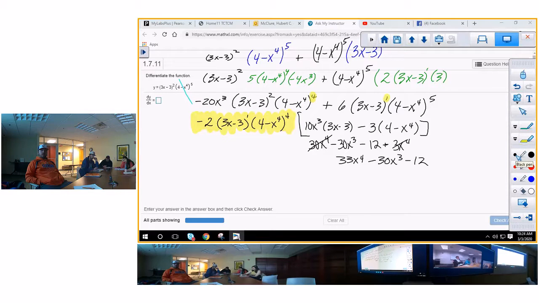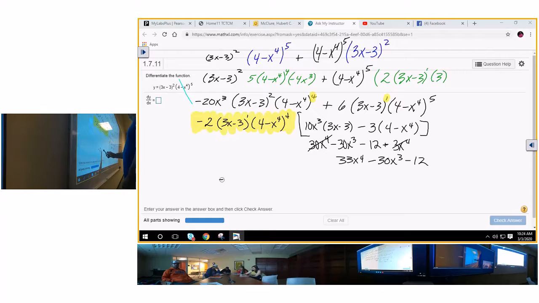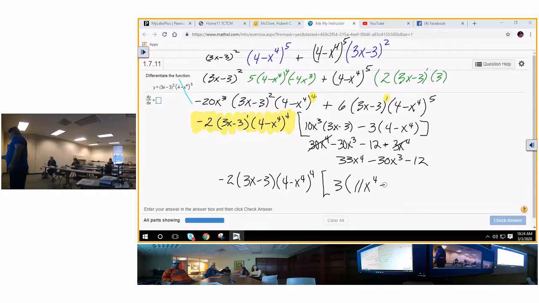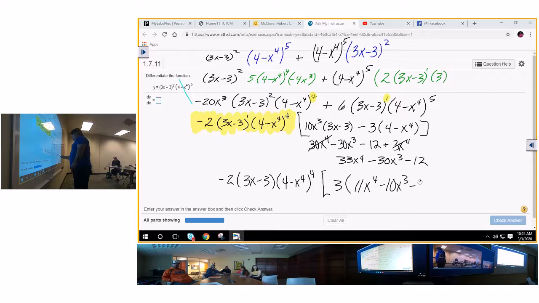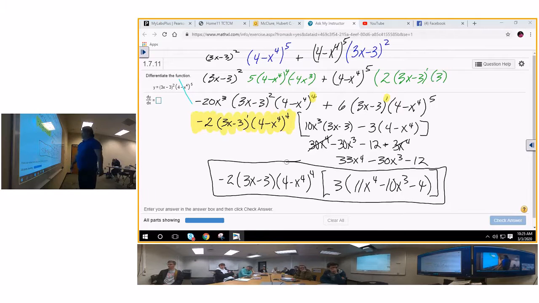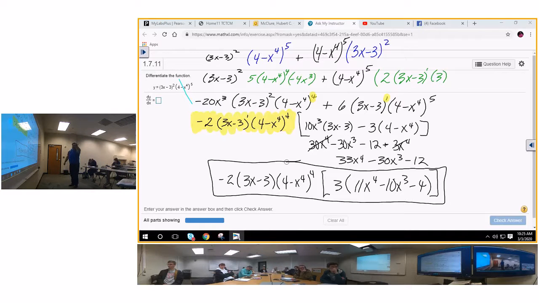So, -2, 3x minus 3 times 4 minus x to the fourth times 3, and that's going to be 11x to the fourth minus 10x to the third minus 4. And I'm going to leave it like that because I don't know if they're going to take the 3, and you got another 3 right there, you can factor that out. They could have several things factored out there.